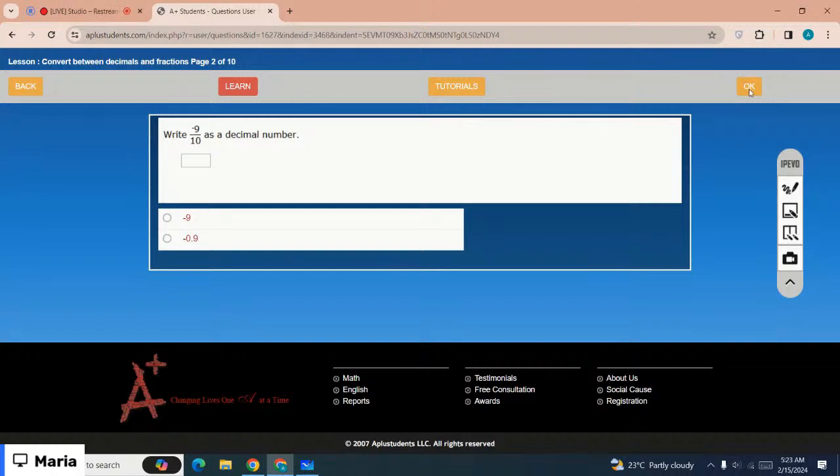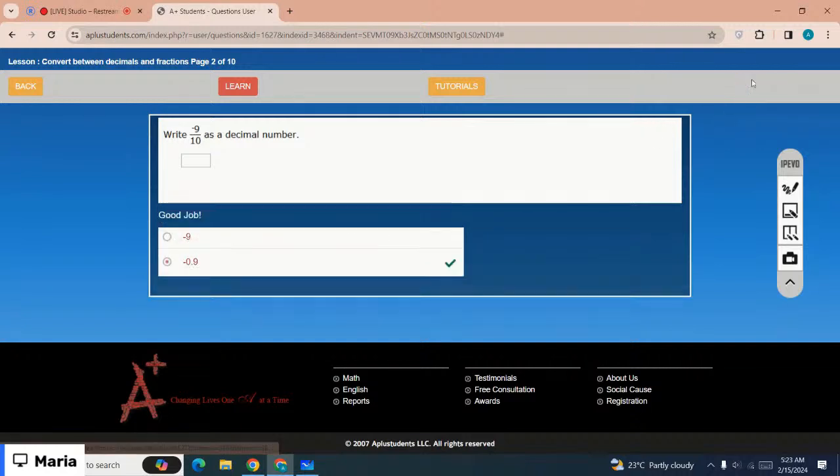Which is the correct option? Yes, the second one, negative 0.9, right? Because you have 10 in the denominator, that means you have only one decimal place right after the decimal point, that is negative 0.9. Very good.